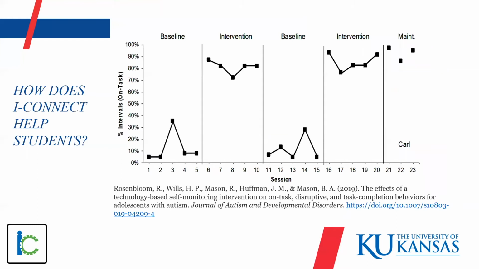A quick example of using IConnect: this is with a high school student with autism, and the student struggled with staying on task during independent work. You can see during baseline that Carl's rates of engagement were low. With the use of the IConnect intervention, that immediately increased.